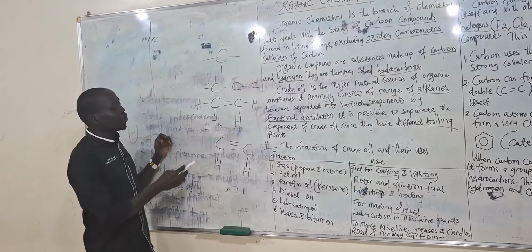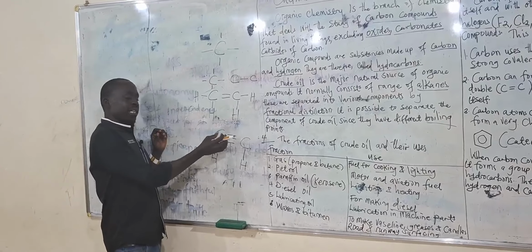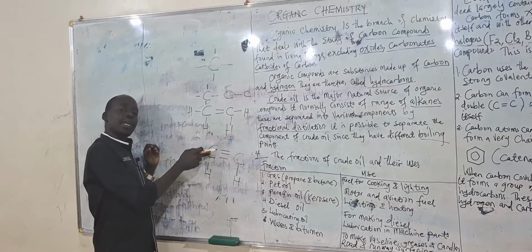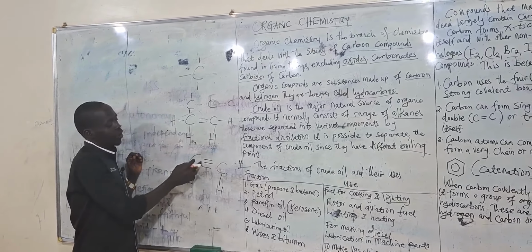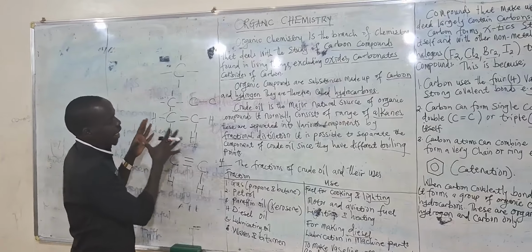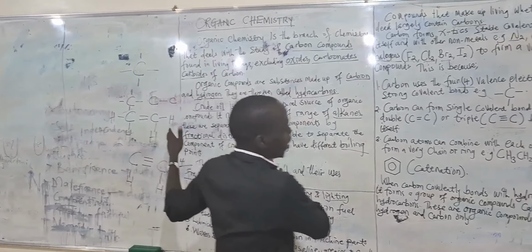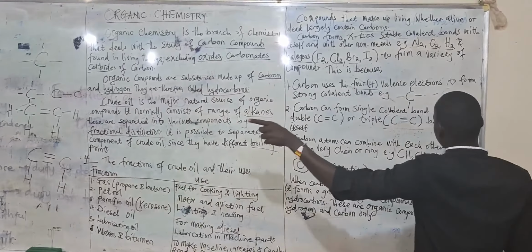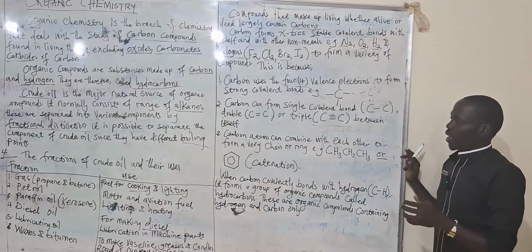So when you count, we shall have 1, 2, 3. So the bonds are being shared by this carbon atom and this carbon atom. So we shall have 1, 2, 3, 4. So this is the key point in organic chemistry. The moment you miss that concept, it will be very hard for you to understand.